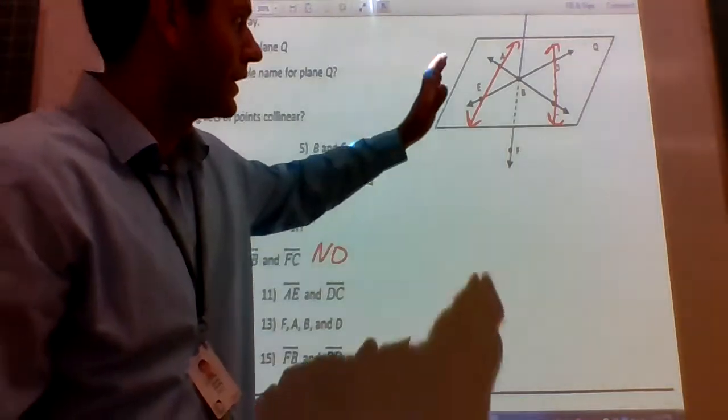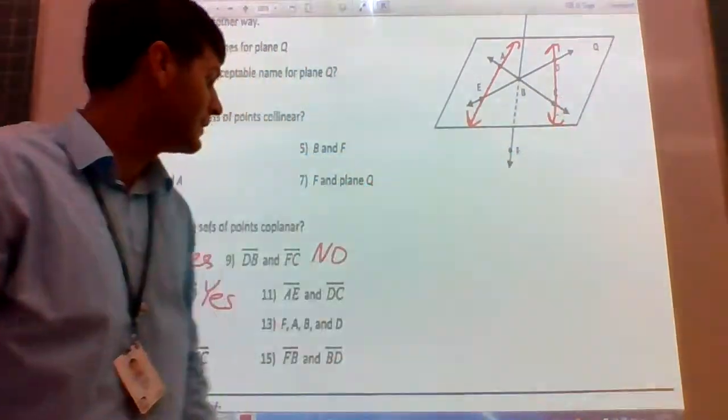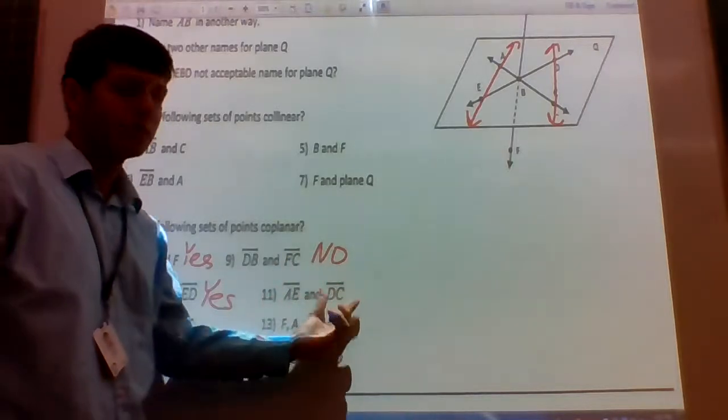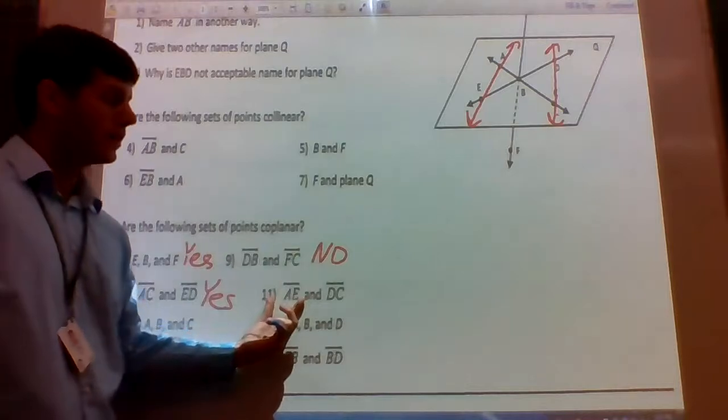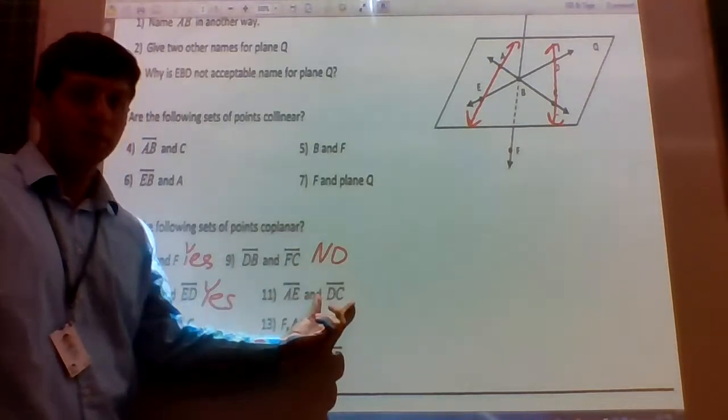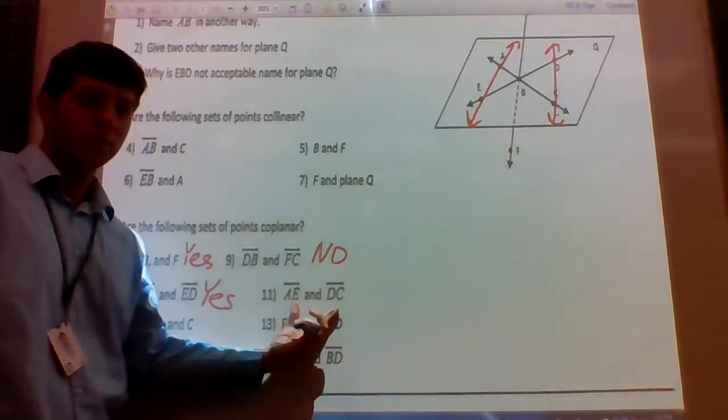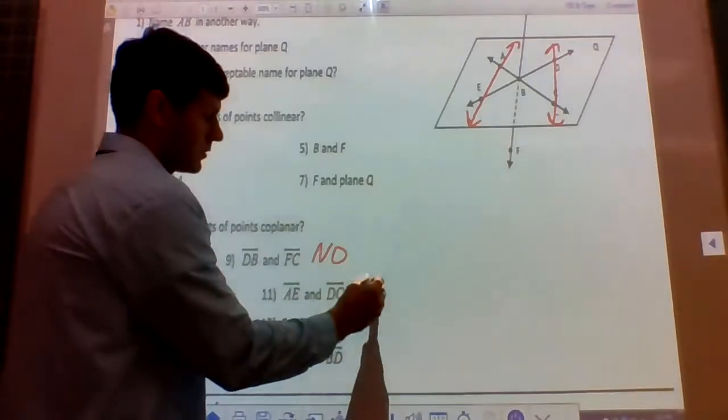Okay, so we know line AE is in the plane. We know line CD is in the plane. Since we know these two lines are in the plane, the same reasoning applies as with the previous one. All the points on AE are therefore in the plane. All the points on DC are therefore in the plane. So all the points between them are on the plane. So this is a yes.